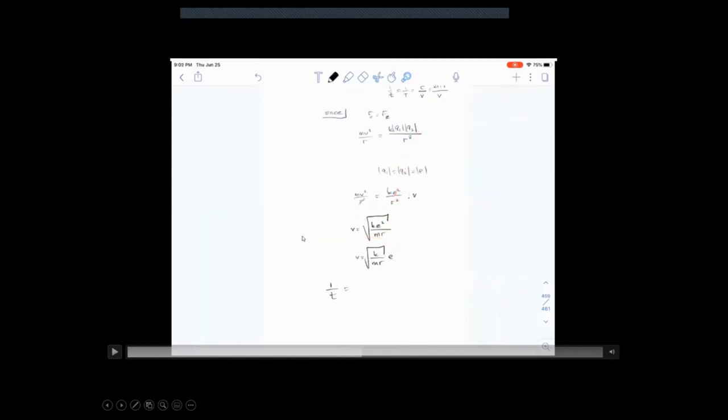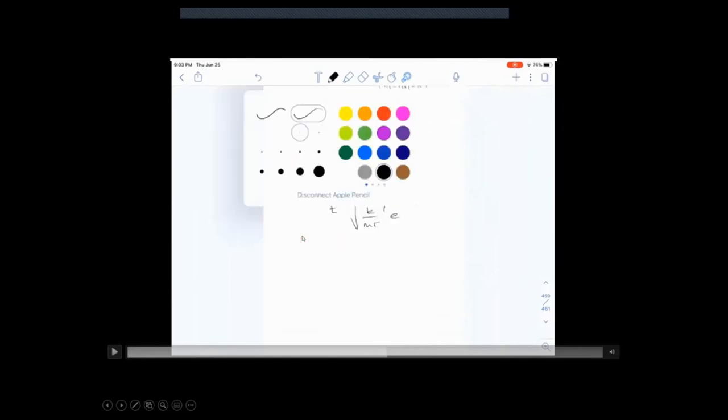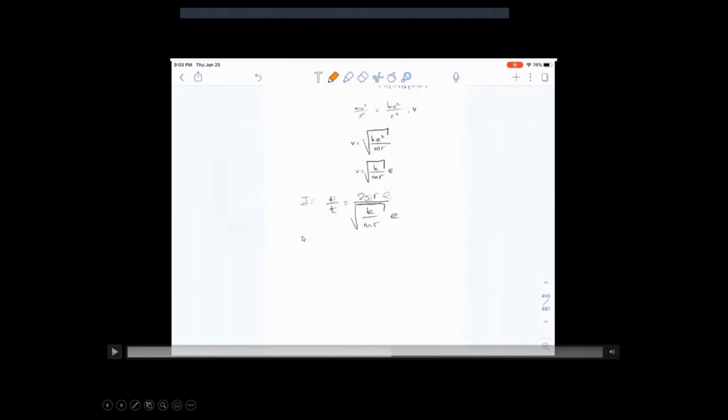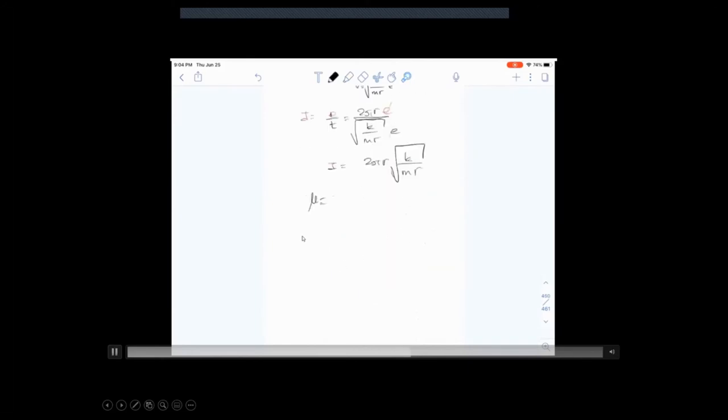All right, this goes on and on. So I've done my back substitutions. I end up getting the reciprocal of the time, which gets substituted into that equation. And then when you do that, it gives you a current, and then you get the current expression. All right, so I just cleaned things up. And then you do the back substitutions using pi r squared into mu, and then it just goes on and on.